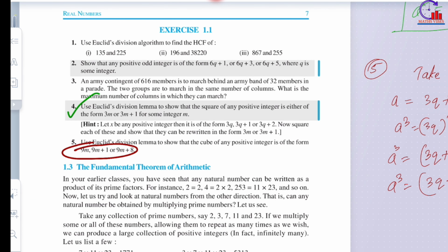This is the end of the exercise, and I'm leaving question number 3 for you. You do it by yourself.